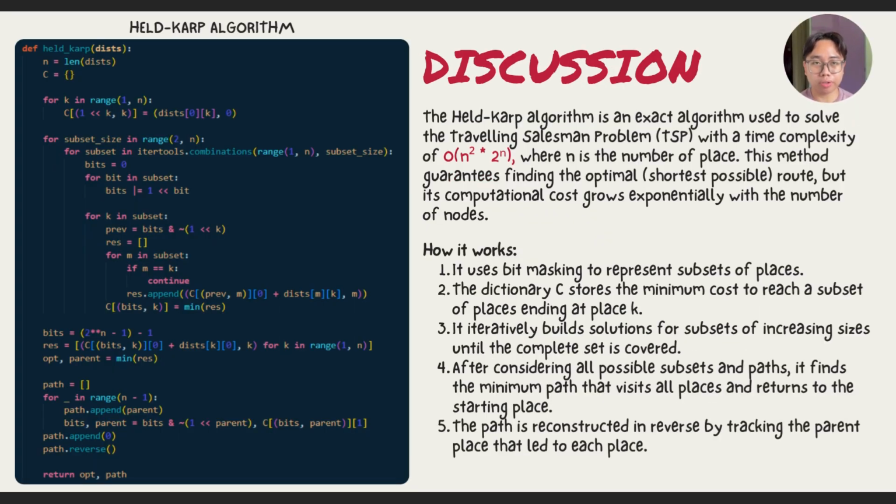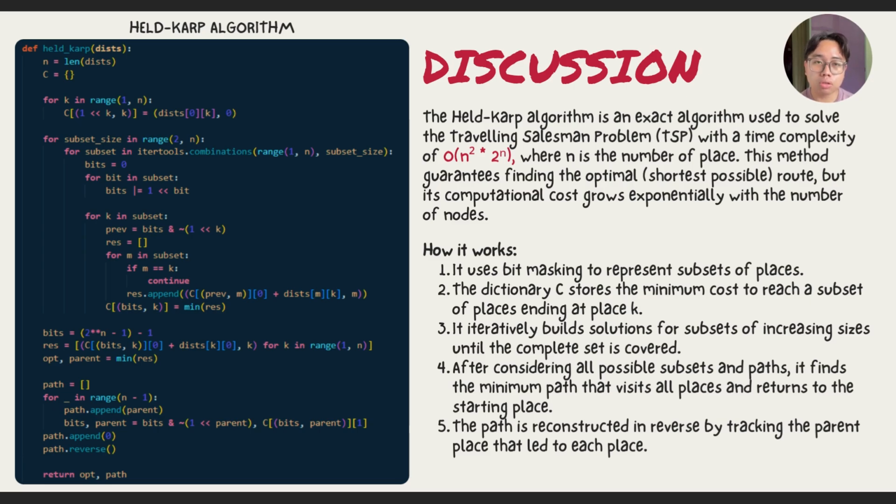Alright, so now we move on to the discussion part. The first algorithm, which is the Held-Karp algorithm, is an exact algorithm used to solve the traveling salesman problem with a time complexity of O(n squared times 2 to the power of n), where n is the number of places. This method guarantees finding the optimal, shortest possible route, but its computational cost grows exponentially with the number of nodes.